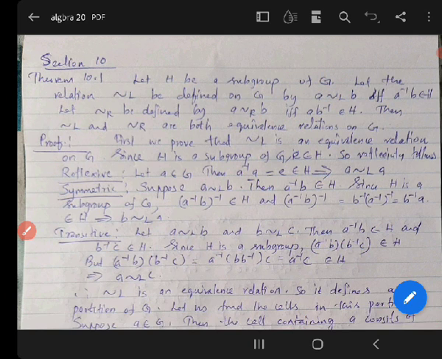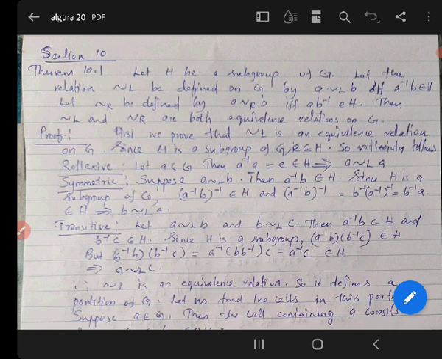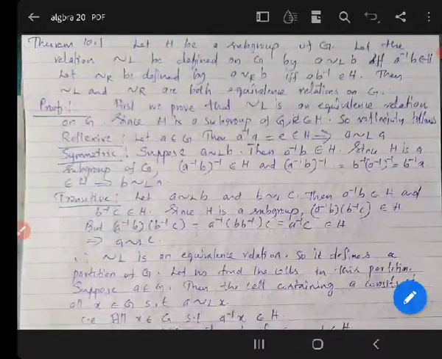Okay, now we'll begin this section with theorem 10.1. The statement of the theorem is that let H be a subgroup of G and let the relation ~L be defined on G by a ~L b if and only if a inverse b belongs to H, and let the relation ~R be defined by a ~R b if and only if a b inverse belongs to H. So L stands for left, R stands for right. Okay, so then we'll prove that these relations are both equivalence relations.